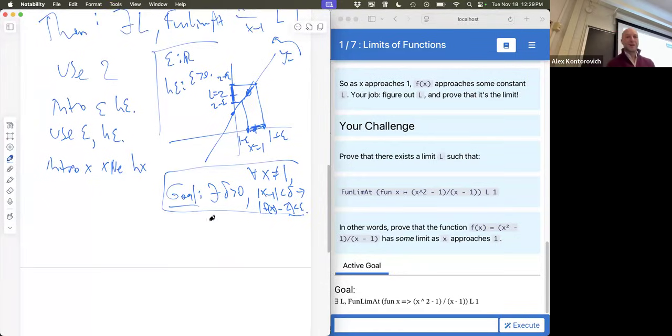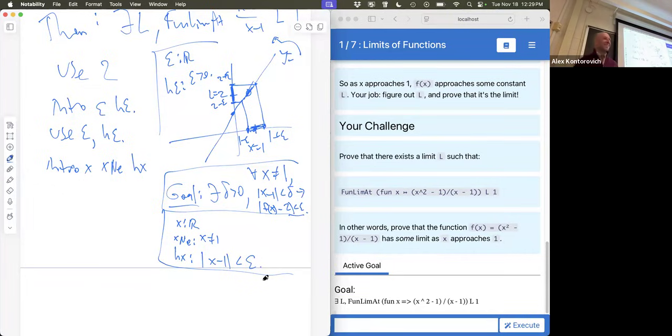Okay, so now we have three things. We have a new real number called x. We have a hypothesis xne, which is that x is not equal to 1. And then we have another hypothesis called hx, which is that |x minus 1| is less than epsilon, because we set delta equal to epsilon. So it's going to say epsilon. That's the trick. I wanted you to say delta. Thank you. That's right. But we've set delta equal to epsilon.